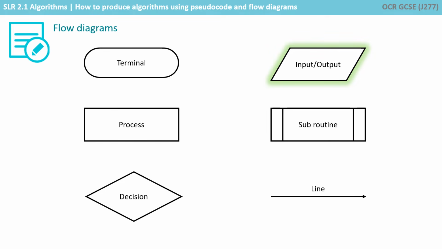Then you've got an input-output shape, and this represents the input and output of data to the algorithm. And you have a shape representing a call to a subroutine. A subroutine will have its own flowchart, but when you call it from the main program, you need to express that call using this symbol. Finally, you have a line, and the purpose of the line with an arrow represents the control passing between connected shapes. It's the flow of the algorithm.